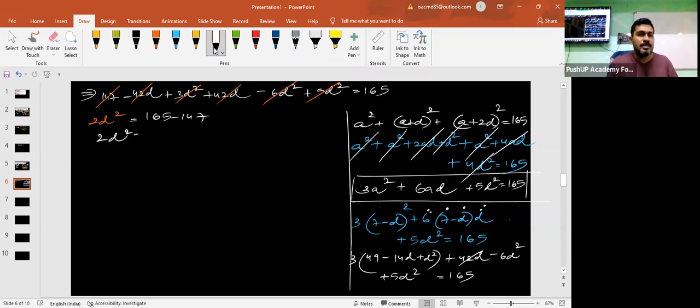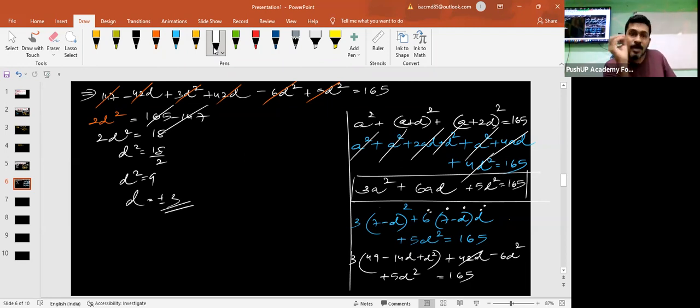Therefore, 2d square is equal to 165 minus 147, which is 18. So d square is equal to 9. So d is equal to plus or minus 3. Did we get the same answer? We got the same answer.